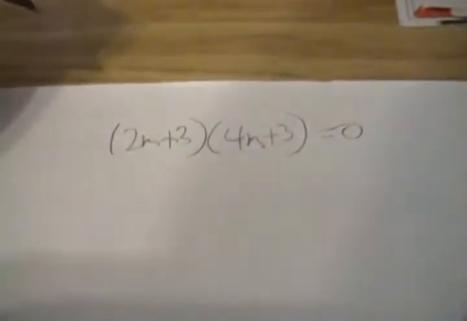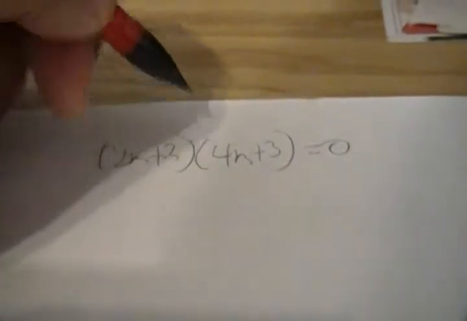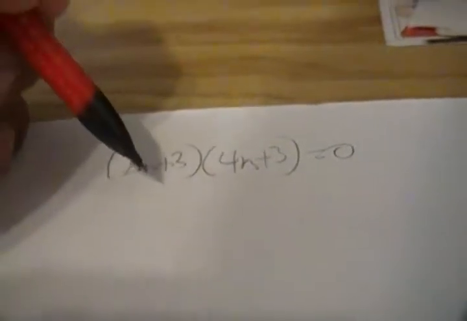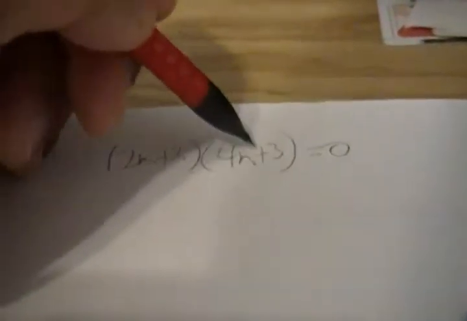Okay, now let's solve quadratic equations by factoring. So let's try an easy one where we're already given two factors like this. We're given a binomial product: 2m plus 3 times 4m plus 3 equals 0. What this means is that either this can be 0 or this can be 0.